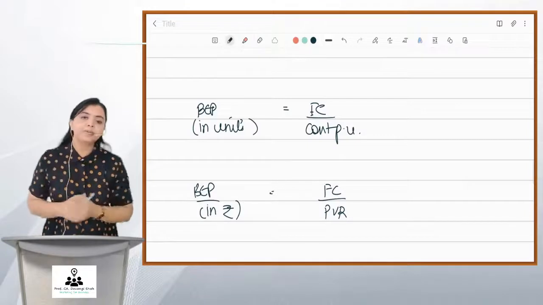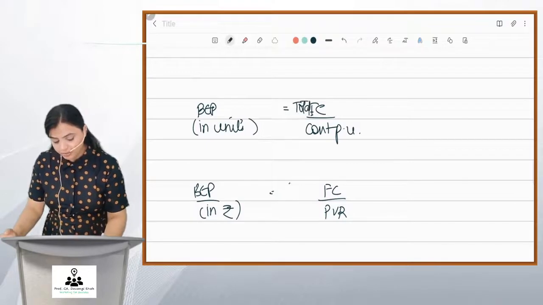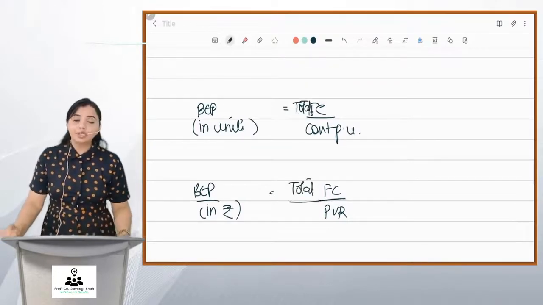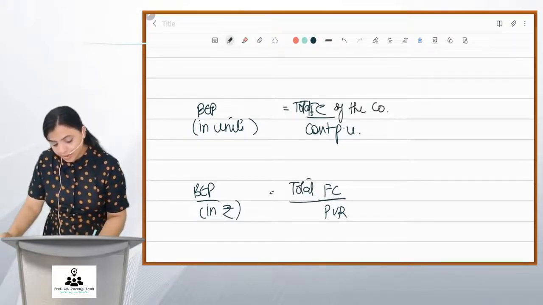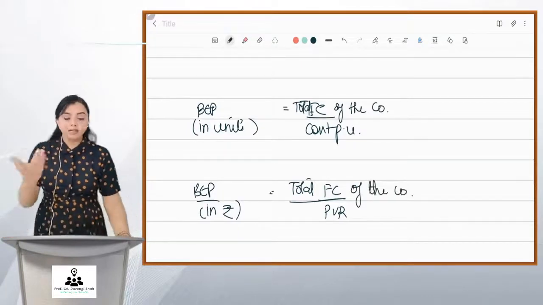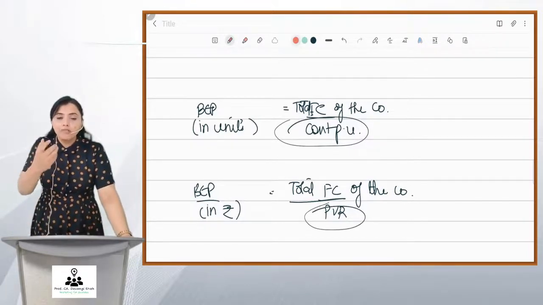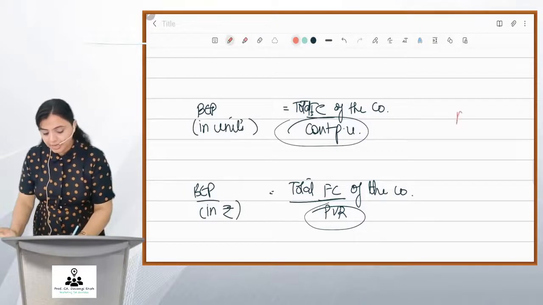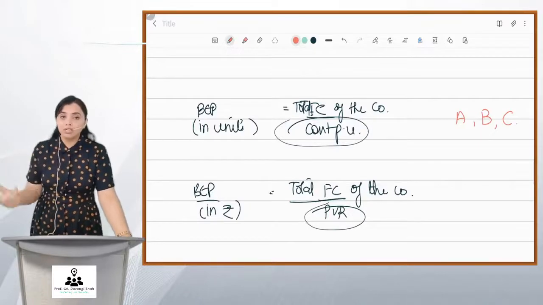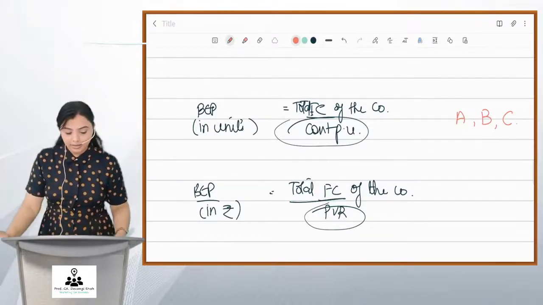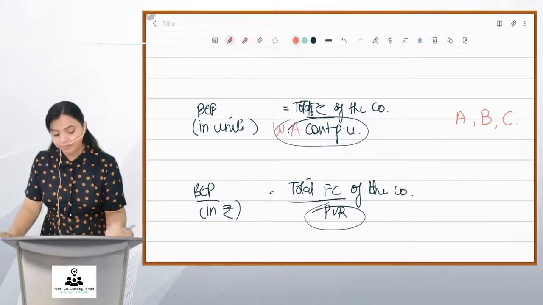So friends, when there are multiple products, BEP is calculated like this. In the numerator, we will take up total fixed cost, the total fixed cost of the company as a whole, divided by what? Contribution per unit, PV ratio. But friends, this contribution per unit will be of a product. Suppose if the company is selling A, B, C, I should take contribution of what? A or B or C or together? So friends, here contribution will be taken of all the three products on weighted average basis.